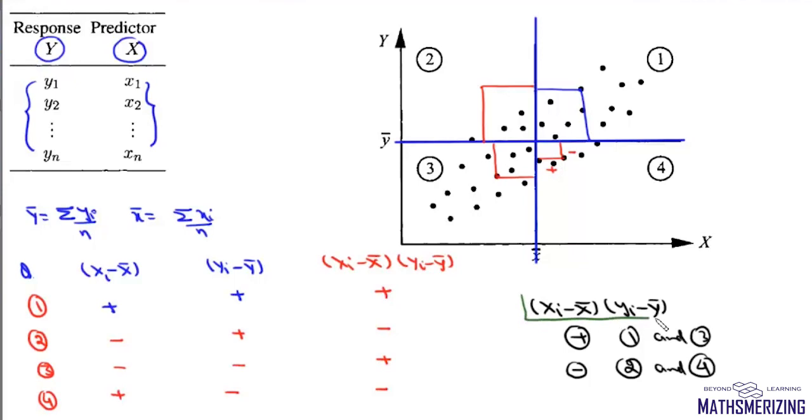Now this product xi minus x bar into yi minus y bar, which is the product of deviations of x and y, captures the linear relationship between x and y. Now if this linear relationship is positive, then most of the points will be in the first and third quadrants. And if this linear relationship is negative, then most of the points will be in the second and fourth quadrants.